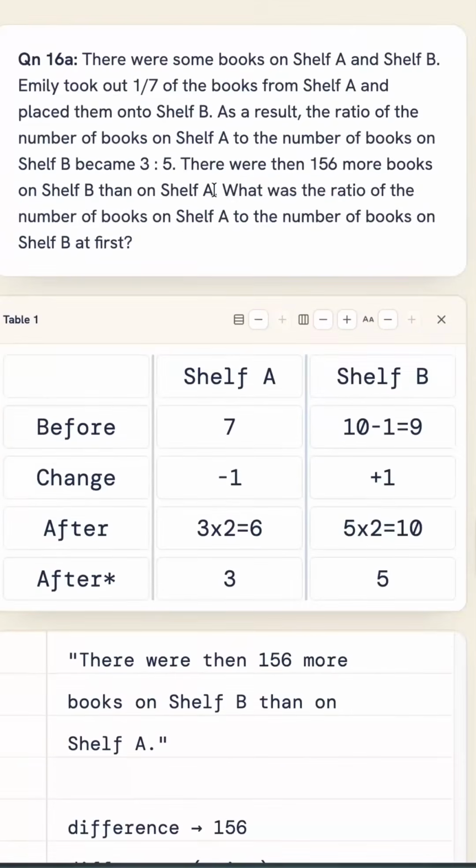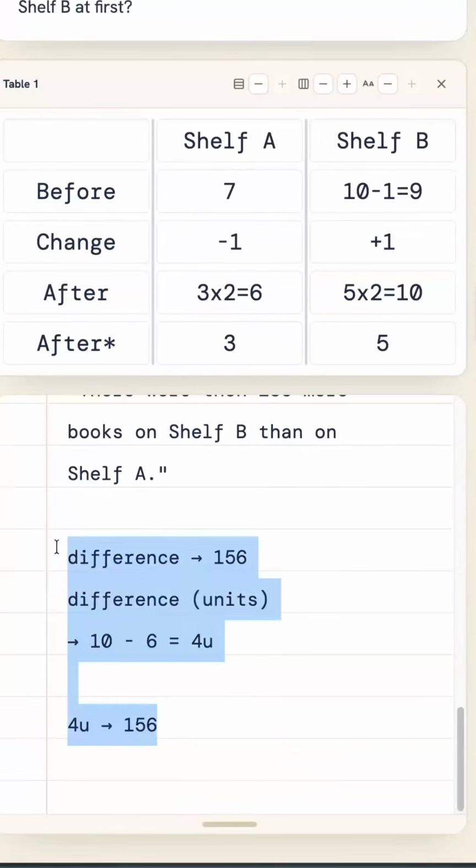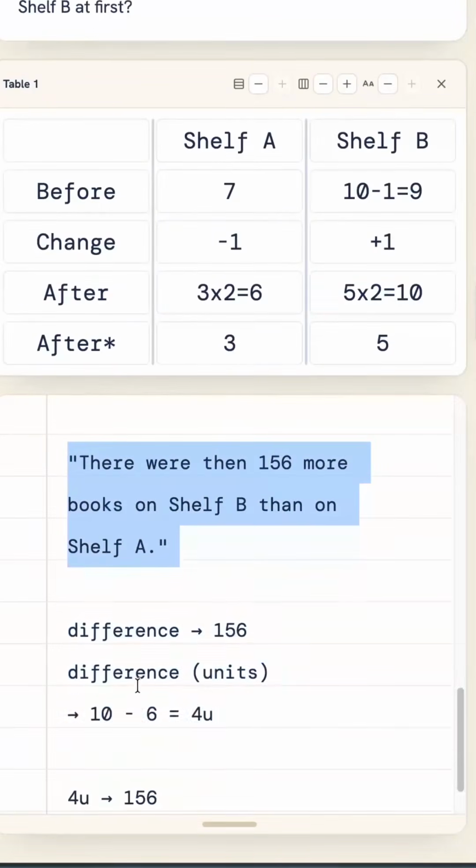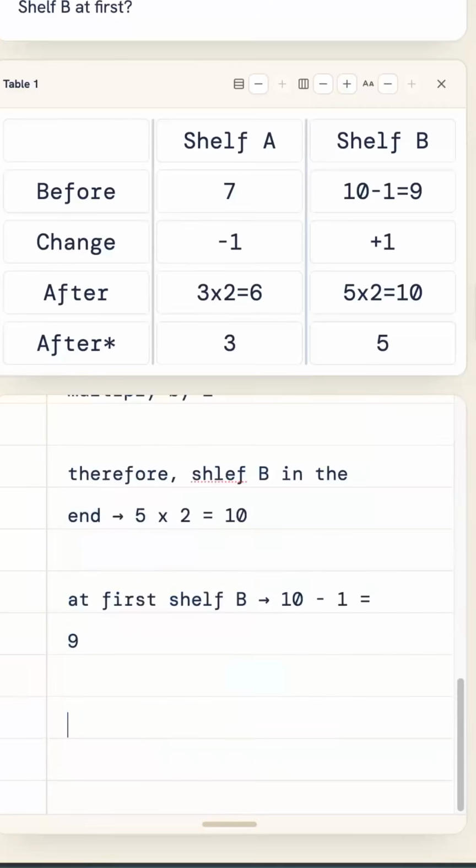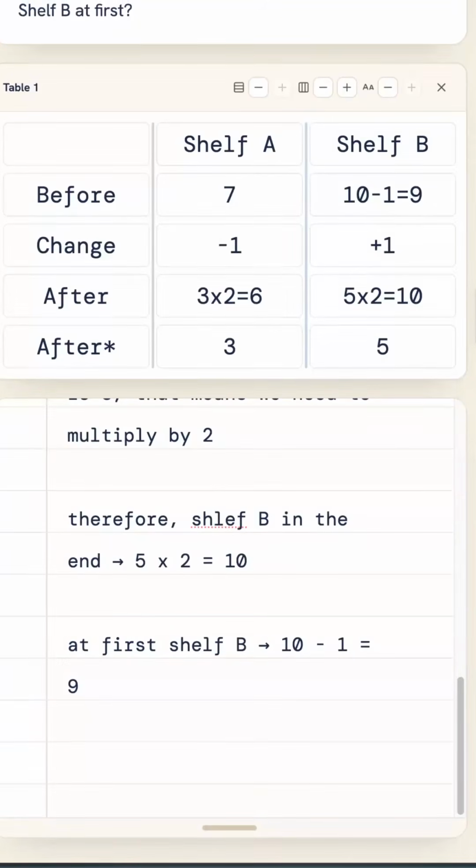Then we want to know what was the ratio of the number of books on shelf A to shelf B at first. We don't need the difference for this one. So it's just 7:9. Therefore, we now know the ratio is 7:9. So that's about it.